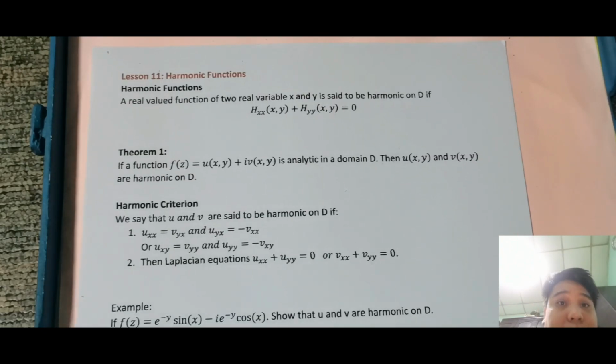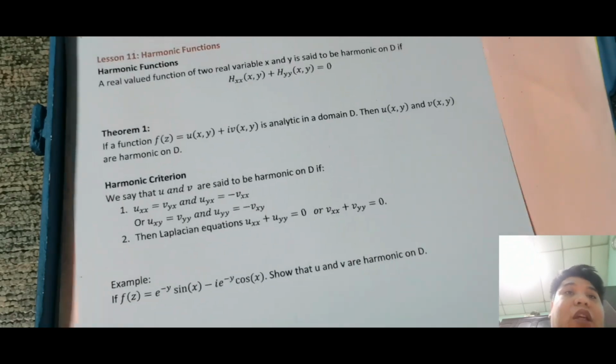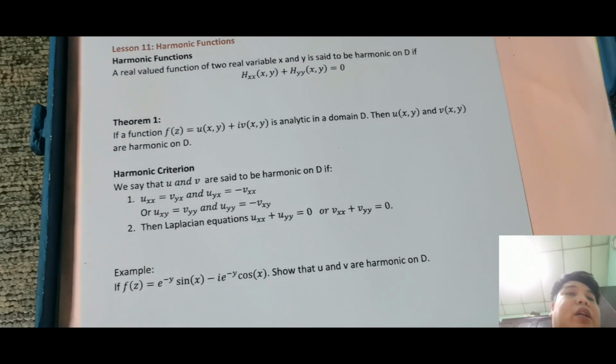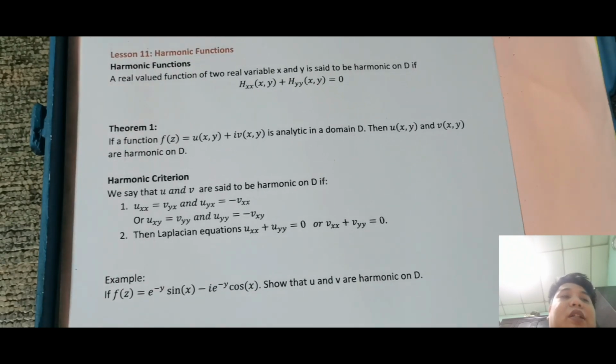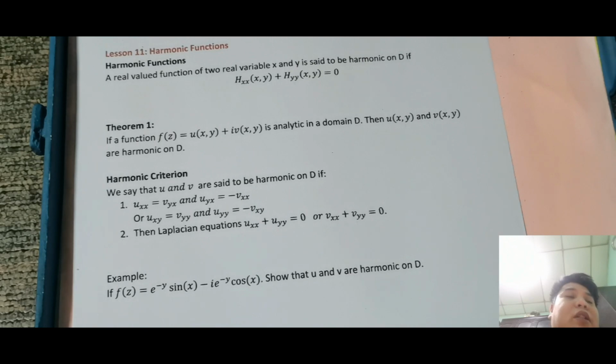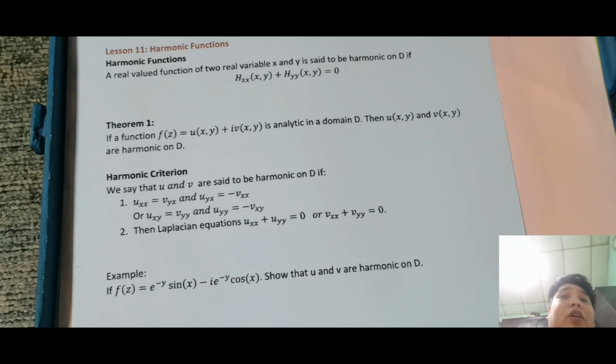A real valued function of two real variables x and y is said to be harmonic on D if h of x comma y with respect to double x, so kumbaga second partial derivative. So di-differentiate mo siya with respect sa x na dalawang beses, plus yung h of x comma y, then ganoon same thing, di-differentiate mo siya sa y ng dalawang beses, actually partial derivative is equal to 0. So ito yung gagawin natin, ito-trace natin kung yung function is harmonic function.